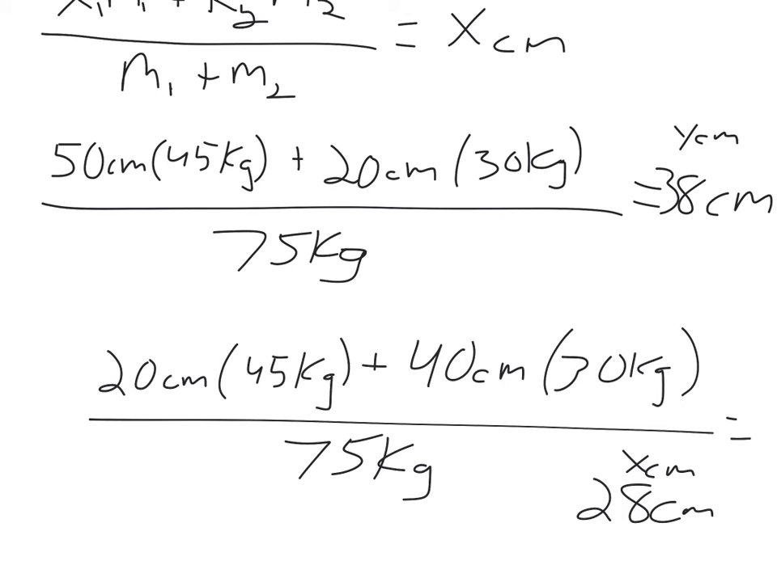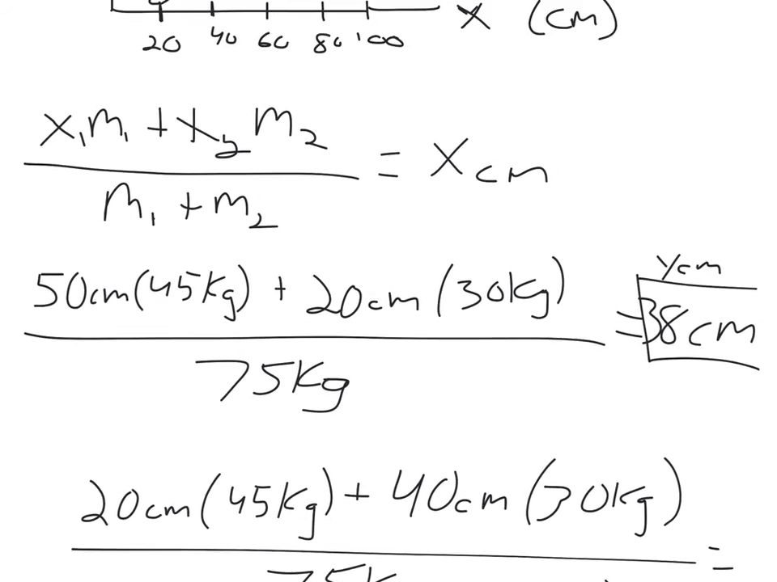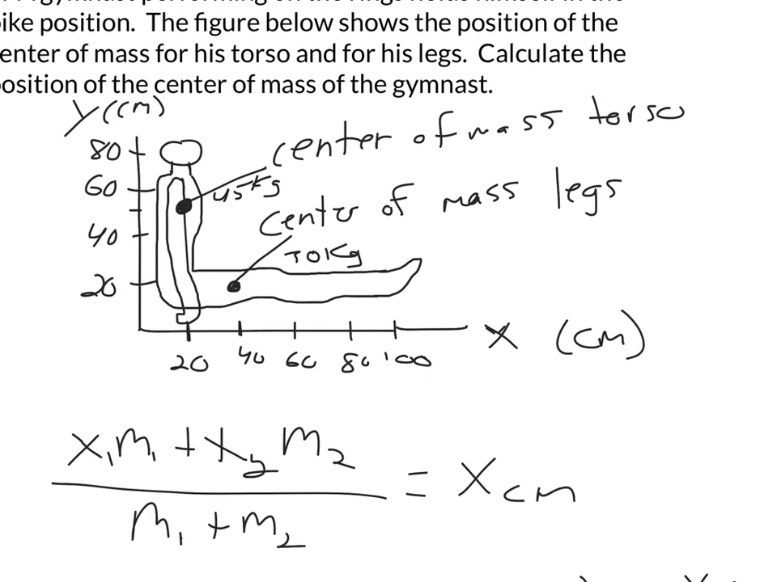So I've got these coordinates: 38 in the y direction, 28 in the x direction. Let's go find that on our drawing here. 38 in the y direction, which is right about there. And 28, well, if that's 30, which is halfway, the 28 is going to be slightly below that. So the center of mass of this guy is probably, and I may have drawn this a little off, right about where his stomach is, which is true of most guys.